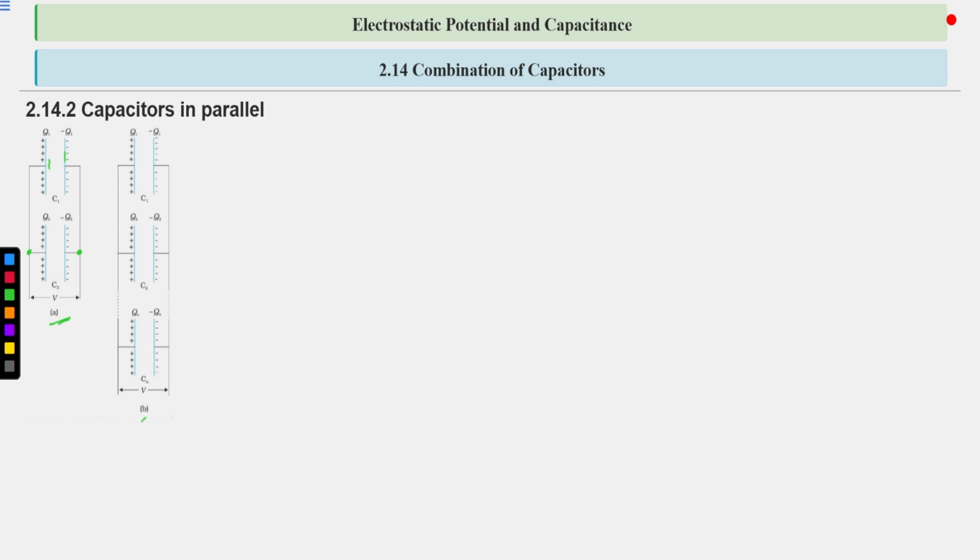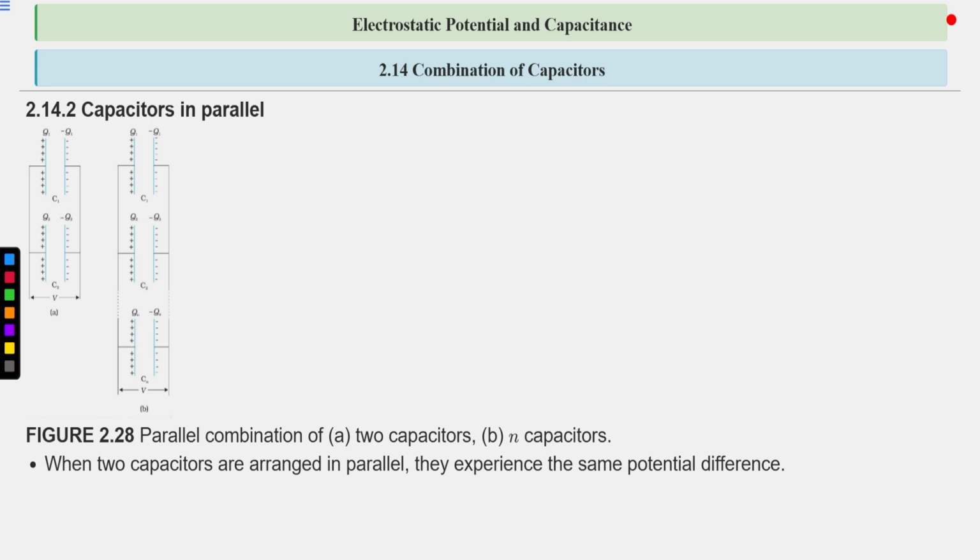In diagram B there are n capacitors in parallel. The positive plates of all the capacitors are connected to this common point, and the negative plates of all the capacitors are connected to this common point. So capacitors are said to be in parallel when one plate of all the capacitors is connected at one common point, and the other plate of all the capacitors is connected at another common point. Diagram A is for two capacitors, and the second diagram is for n capacitors.